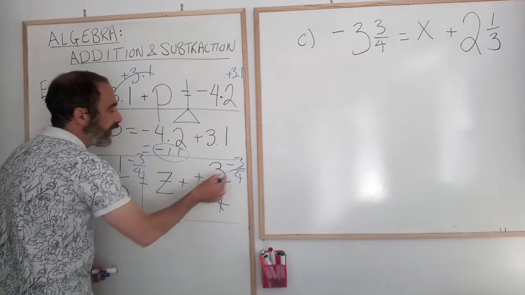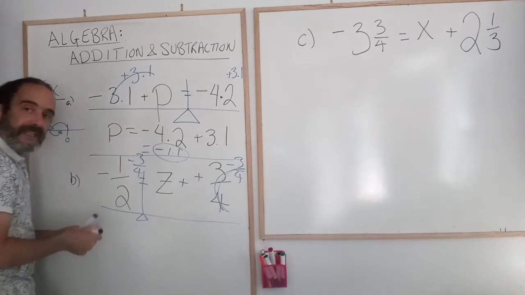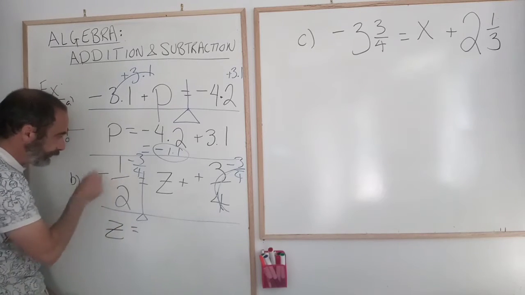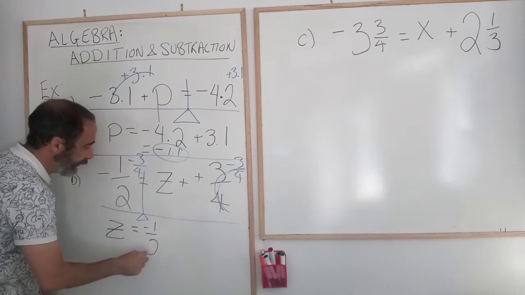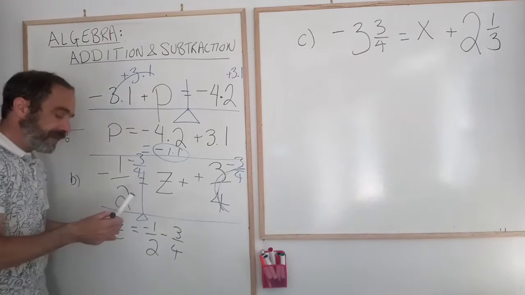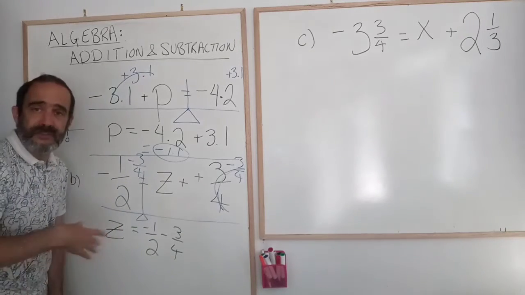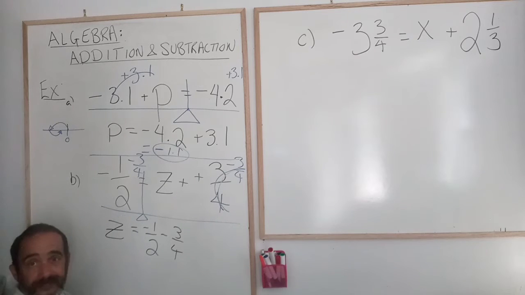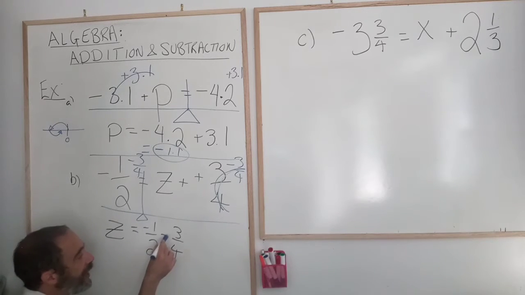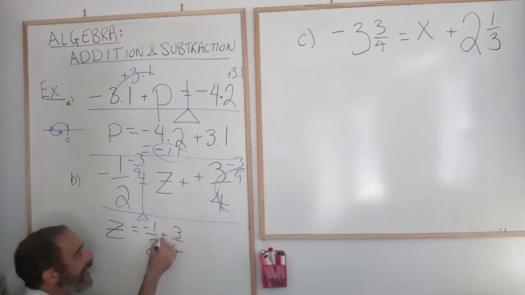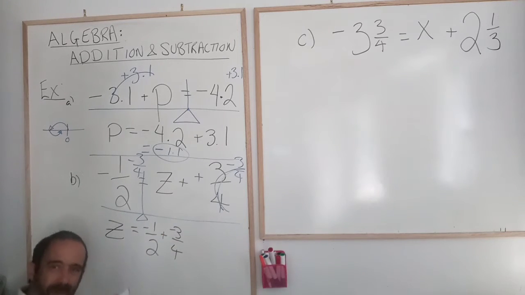Okay? Cancel where I can. And then I like to rewrite things. Okay? So I've got z is equal to negative 1/2 minus 3/4. Okay. Now, I don't really care how you deal with negatives. Clearly, we're going more and more negative here. But what I've encouraged you to do is think about subtracting a positive, right? Subtracting a positive is the same thing as adding a negative. Okay, so we're just getting more and more negative here. We're going left all the time.